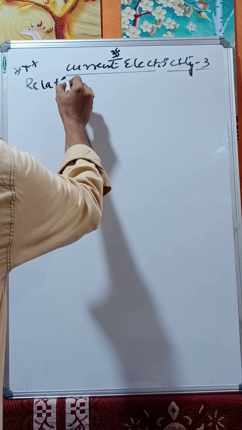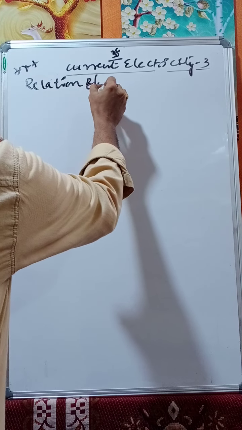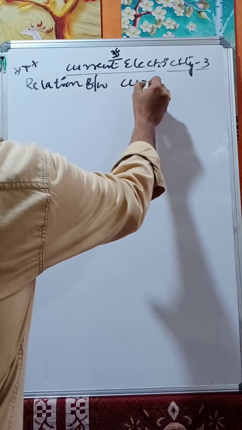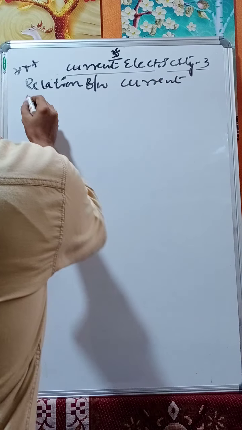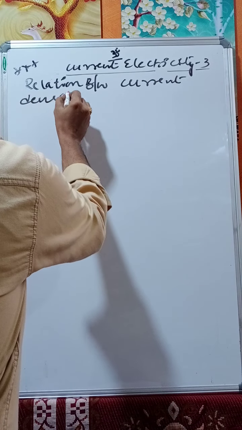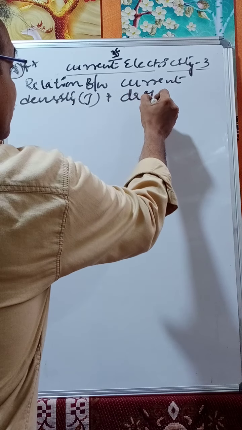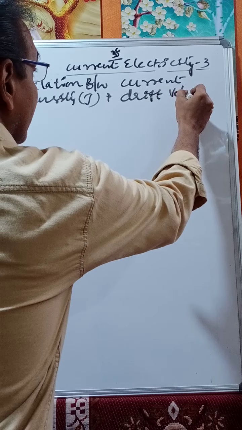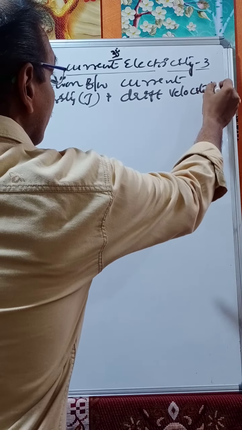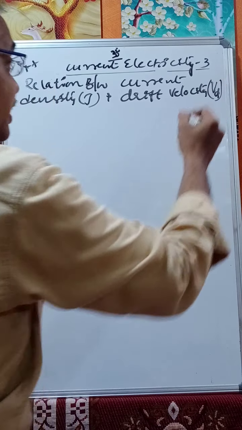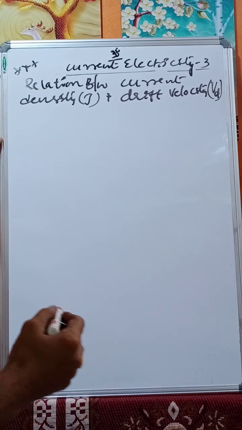the relation between current density J and drift velocity Vd, current density J and drift velocity Vd.